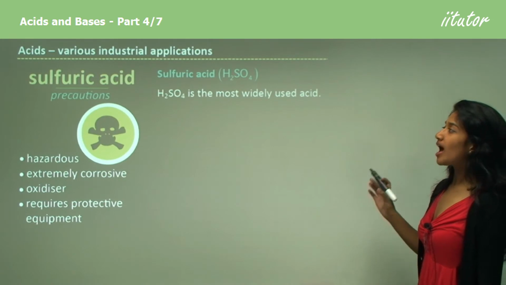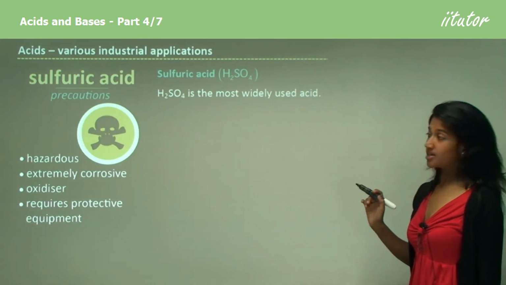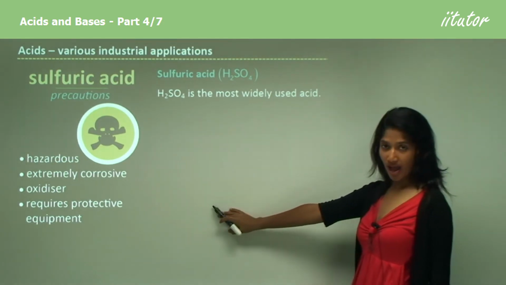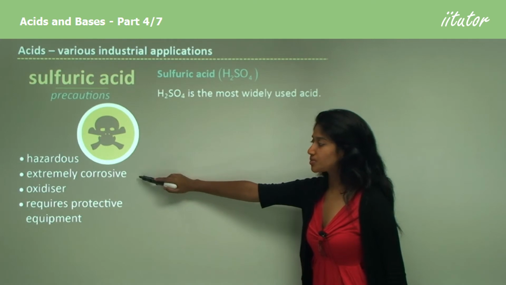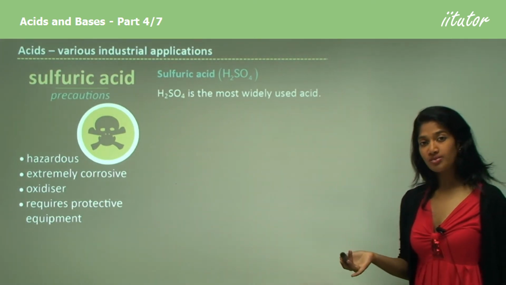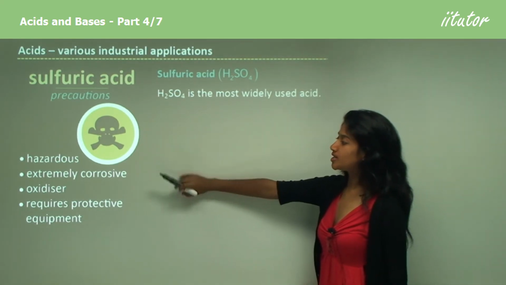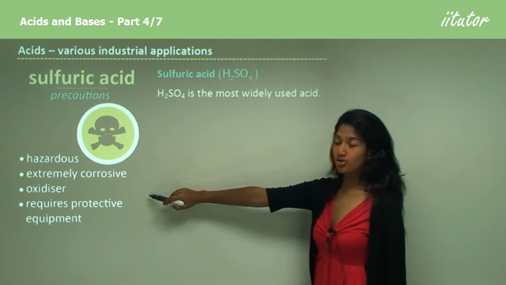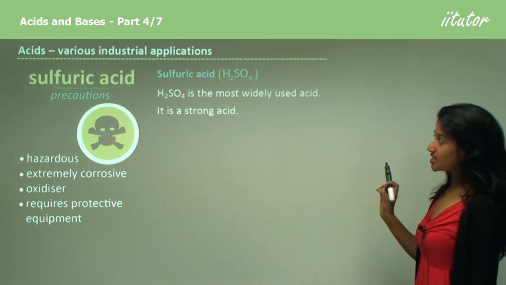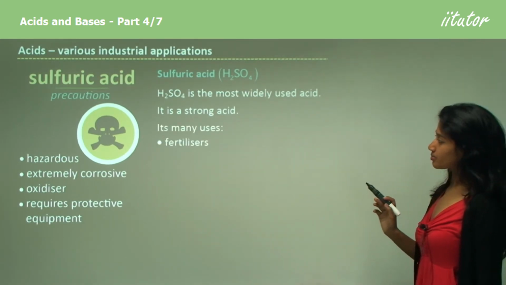Now, acids have various industrial applications, especially sulfuric acid. Sulfuric acid is the most widely used acid and it is a very strong acid. So you would have all these precautions that you would enlist, especially when you're doing an experiment in school for sulfuric acid. You should always include these precautions in your risk assessment. It is a strong acid with 2 hydrogens that it can donate.